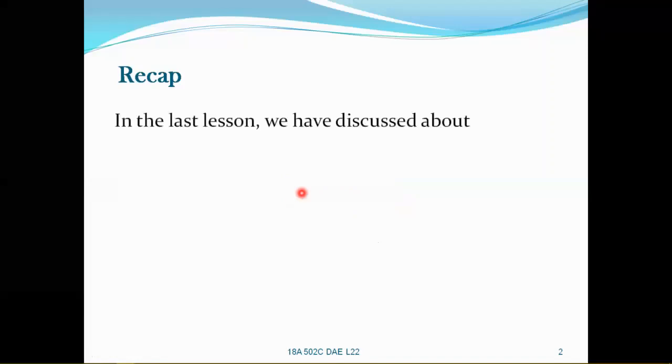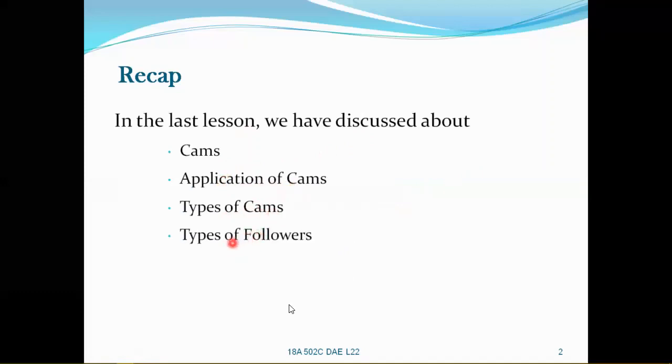CAMs, once again, second lesson of CAMs. A recap of the first lesson. In the last lesson, we had discussed CAMs, applications of CAMs, types of CAMs, types of followers. These four we have discussed in the previous lesson.